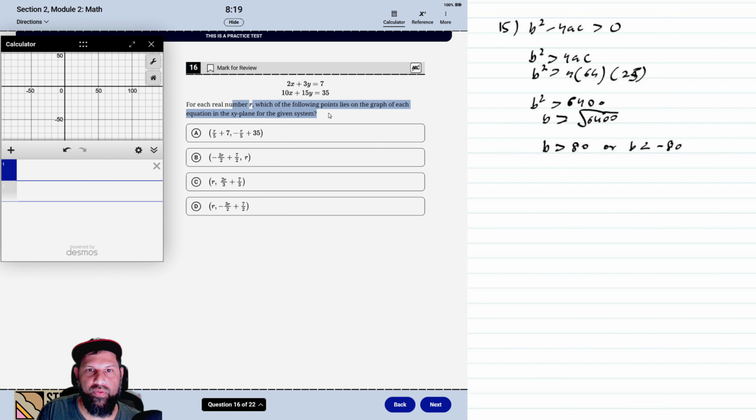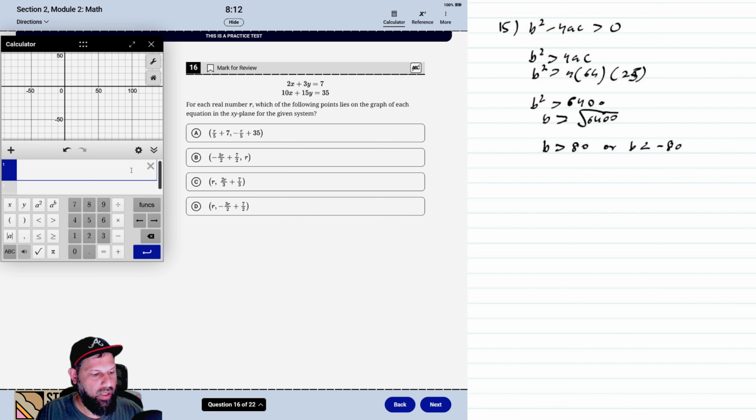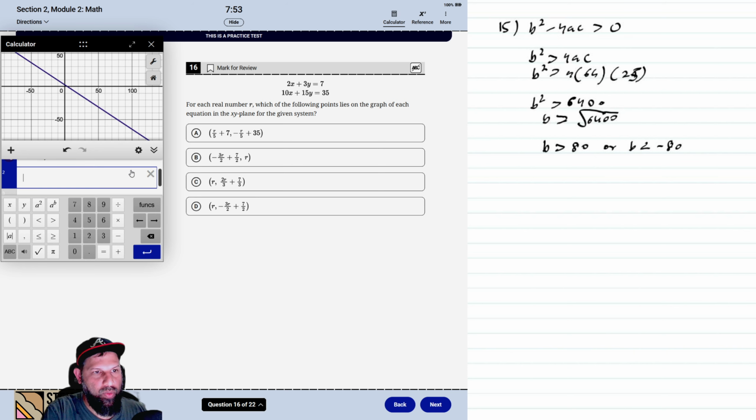For each real number, which of the following points lies on the graph of each equation? I have done this kind of problem in a previous video dealing with Desmos. So what we can see, the first and the second equations are equivalent because the second equation is just 5 times the first equation. So we'll just put down one of these equations. So I'll put down the first equation here, equals 7. And then I will start putting the points down.